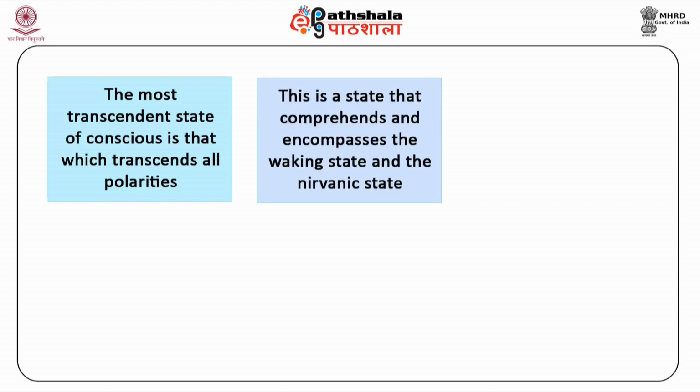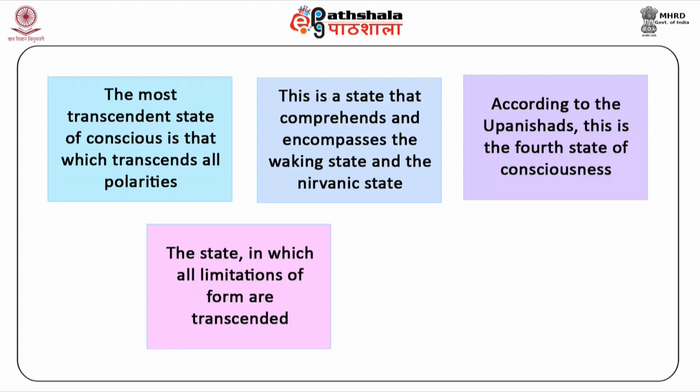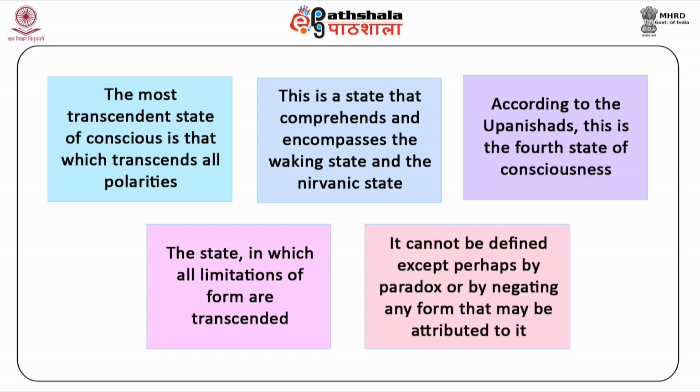This is a state that comprehends and encompasses the waking state and the nirvanic state along with the dreaming state of consciousness. According to the Upanishads, this is the fourth state of consciousness, the non-dual state, in which all limitations of form are transcended. It cannot be defined except perhaps by paradox or by negating any form that may be attributed to it.